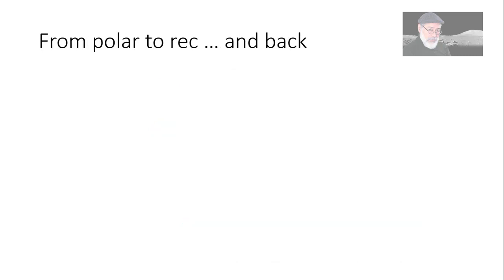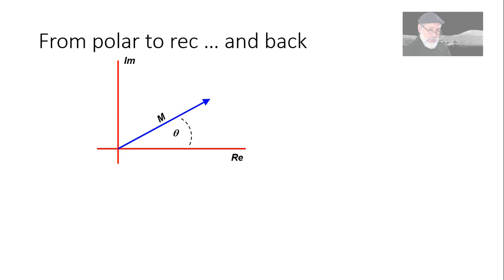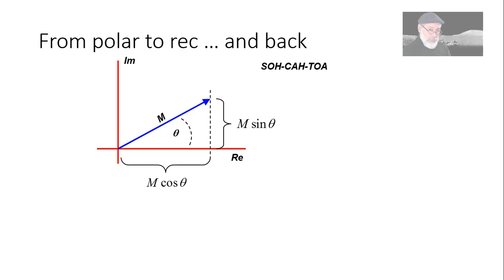We shall see. How do we go from polar to rectangular and back? Let's see. Real axis, imaginary axis. There is our complex number that has that absolute value m and the argument theta. What is the real part? Remember SOHCAHTOA? Sure. The real part is m cosine theta, and the imaginary part is m sine theta. That's how you go from polar form to rectangular form. That is the complex number m cosine theta plus jm sine theta.